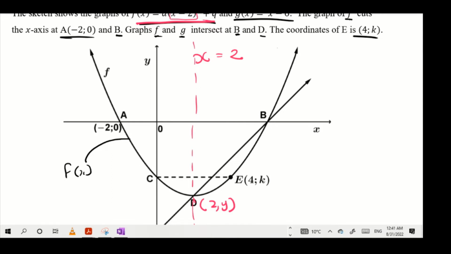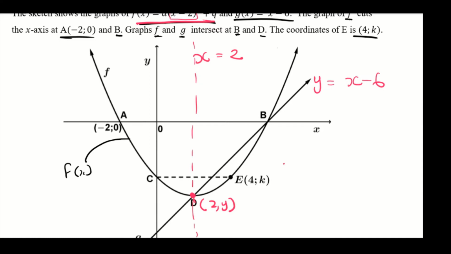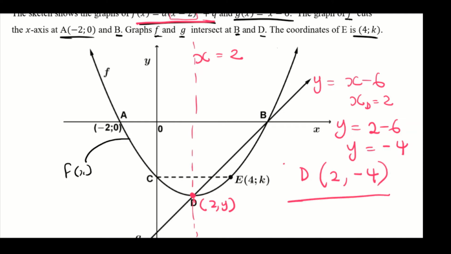So for us to find the coordinate of y, we know that the straight line also passes through this point. So you can substitute into the straight line, which is y equals x minus 6, right? And we know the value of x of D is equal to 2. So let's find the value of y. It's going to be equal to 2 minus 6. y is equal to minus 4. So the coordinates for D would be 2 and minus 4. So these are the coordinates of D.